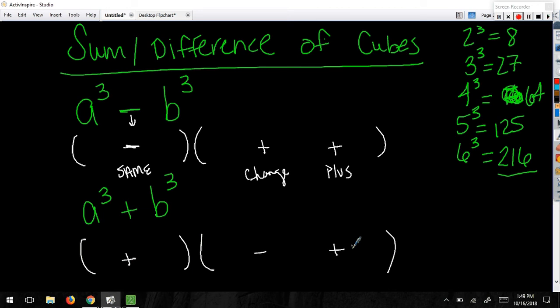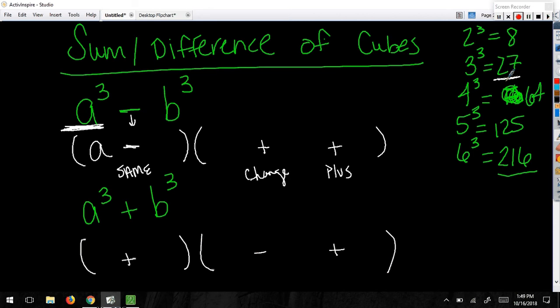Remember, this is more about memorizing the pattern. Same, change, plus. Okay? Now we're going to fill in the first parenthesis first. You're going to take the number that multiplies by itself 3 times to give you this. So in this case, it's just A.